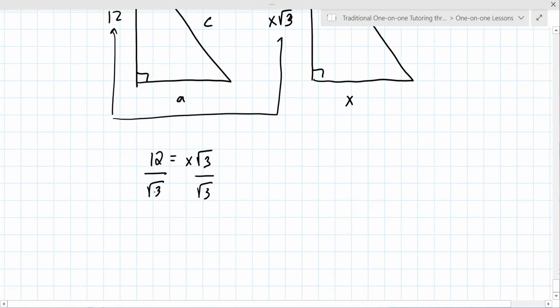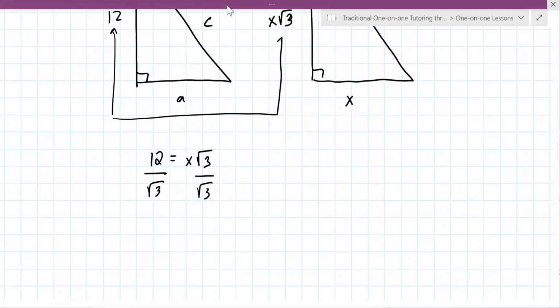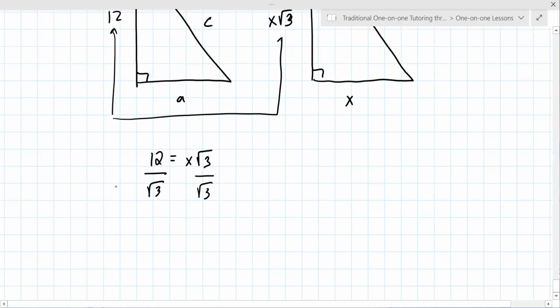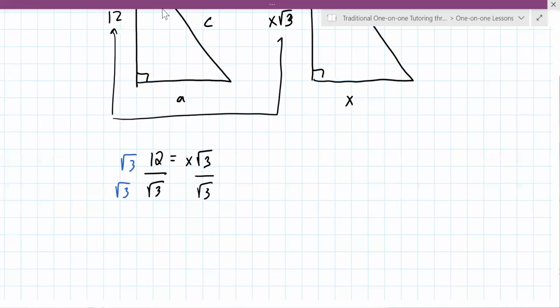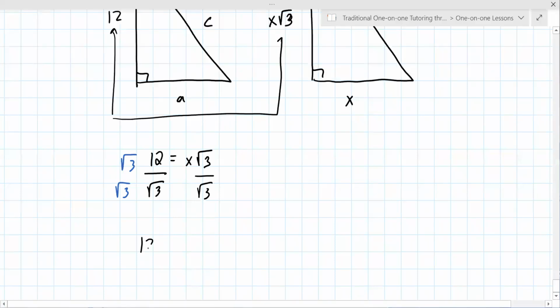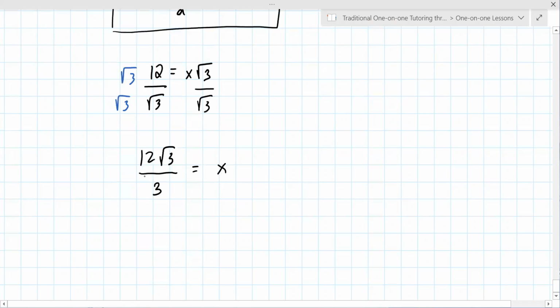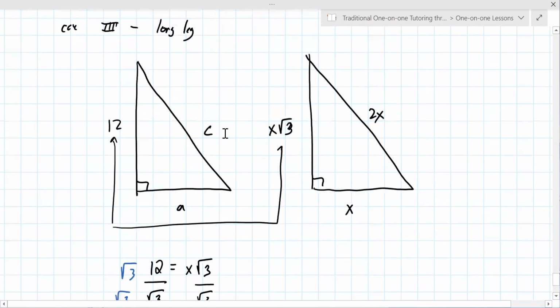Now, just like when we were doing the 45, 45, 90, you rationalize by multiplying the top and the bottom by the root. In math, we just don't want a root on the bottom. So it's 12 square root 3 over the square root of 9, which is 3. So the 12 and the 3 divide, making 4 square root 3 equals x. Now, if I go back to the original problem, that x is your short leg. So that means that this is 4 square root 3.